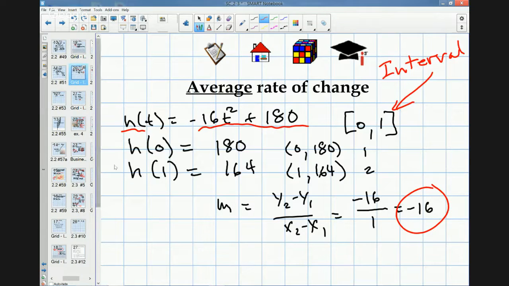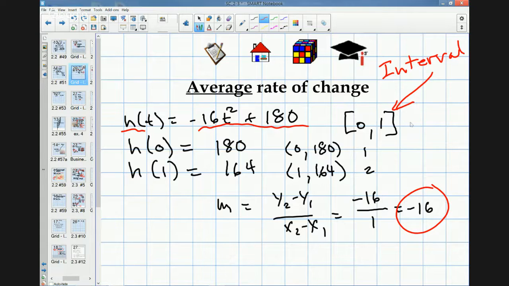Then we did an example, to find the average rate of change on the interval that you see over here on the right. By the way, excuse me, I'm sorry about the cold. I'll try to keep that kind of interruption to a minimum.